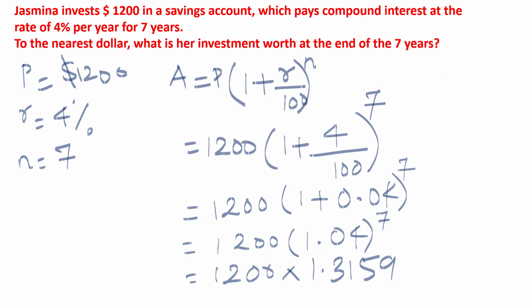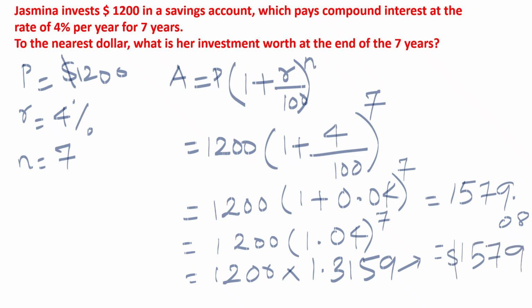Here I'm writing the next step. I'm multiplying this, and I am getting 1579.08. They are asking for the nearest dollar, so it will be $1579. This will be my final answer.